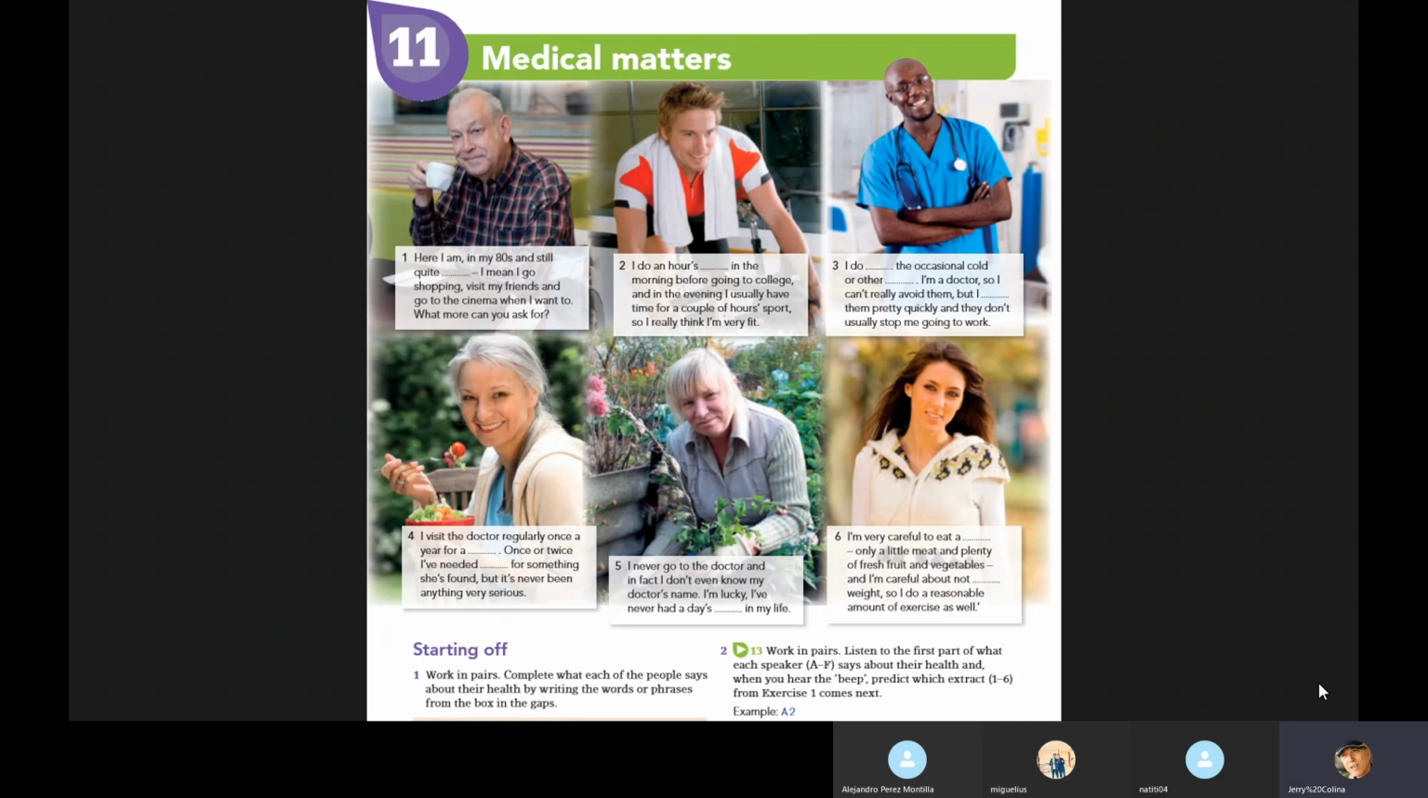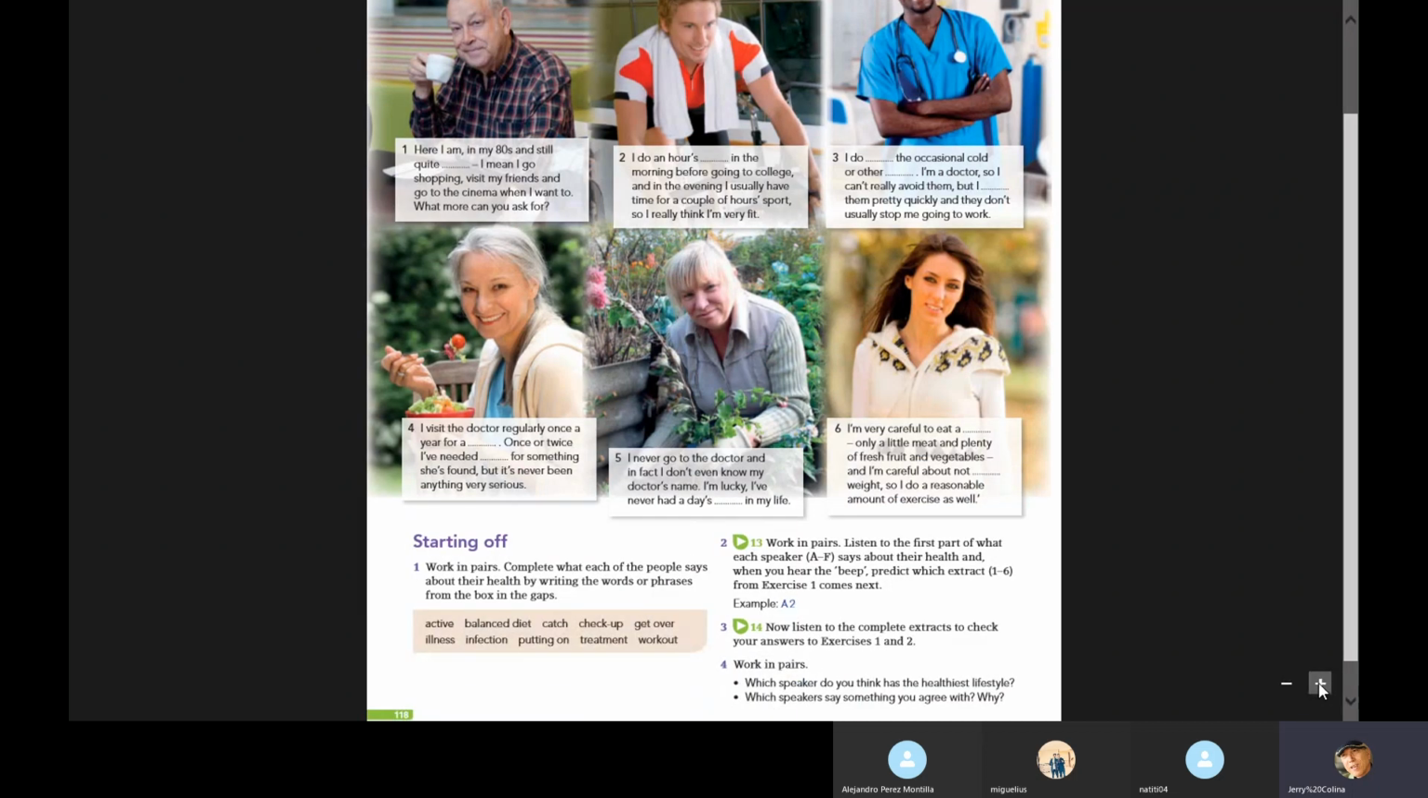And then you have, like at the beginning of every unit in the book, pictures. In this case, 6 different people. They are speaking about their health. They are saying different things, but there are blank spaces. The first activity in unit number 11 is for you to select, in this starting off exercise 1.